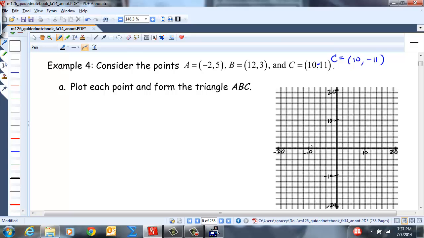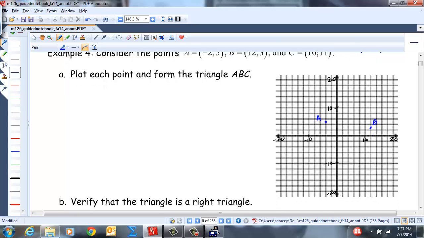Okay, so far? All right. So here we go. Point A, negative 2, and then up 5. So 2, 4, 5. So this is point A. Point B is at 12, 3. So 10, 12, 2, 3. So that's point B.